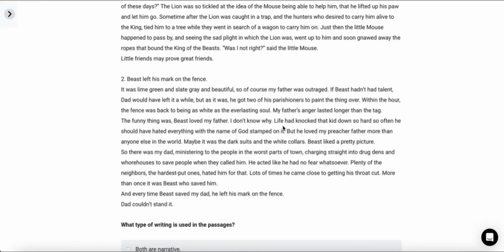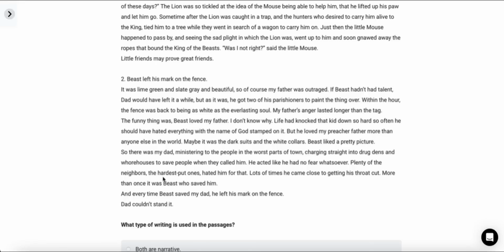I don't know why. Life had knocked that kid down so hard so often, he would have hated everything with the name of God stamped on it. But he loved my preacher father more than anything else in the world. Maybe it was the dark suits and the white collars. Beast liked a pretty picture. So, there was my dad ministering to the people in the worst parts of town, charging straight into the drug dens and whorehouses to save people when they called him. He acted like he had no fear whatsoever.